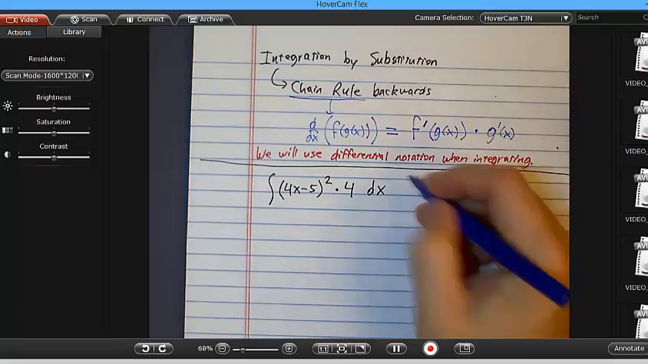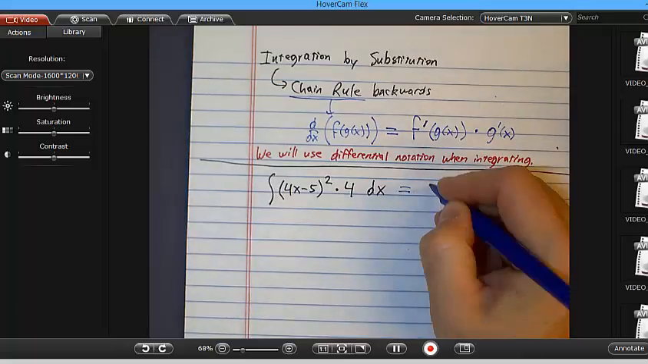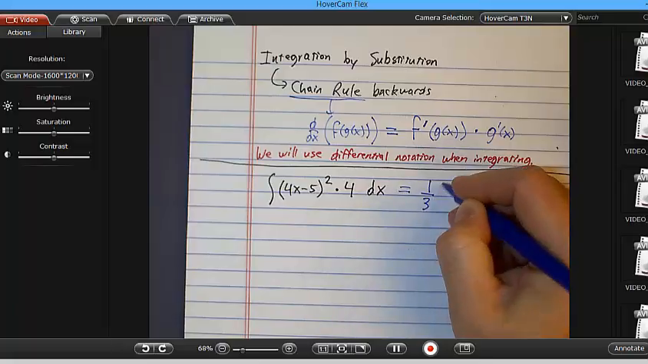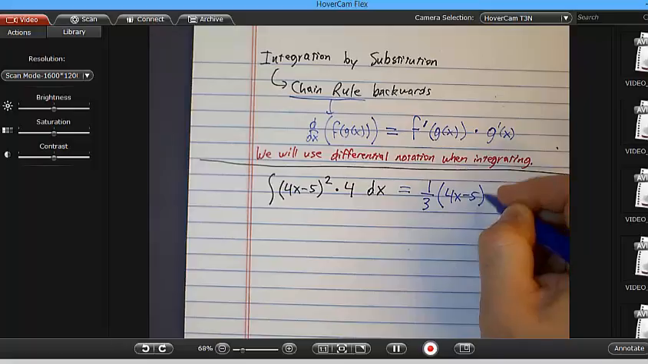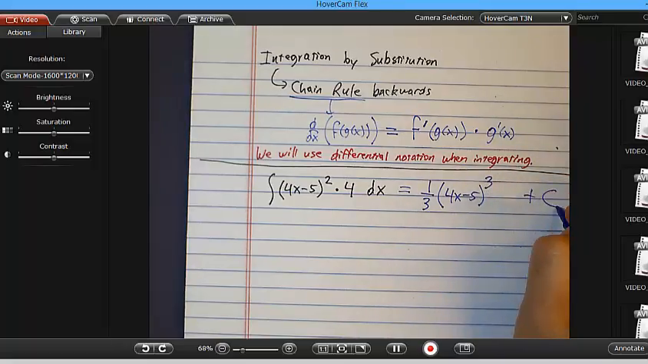Okay? So what I'd really like to do is I would love it if this were true. I would love it if the answer were 1/3 (4x - 5)^3 plus c. I wish that were the answer. Now, does that work? Well, how do you check if it works? Take the derivative. So let's check and see if it works.